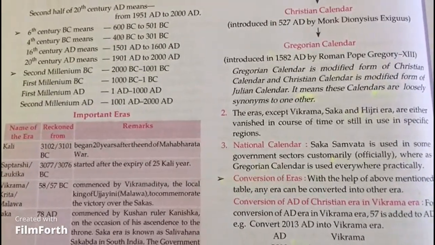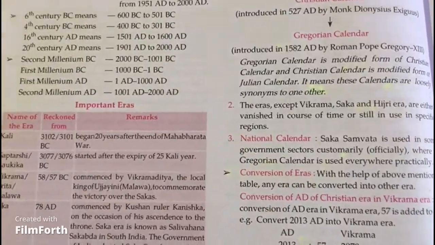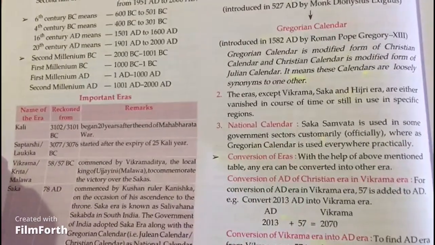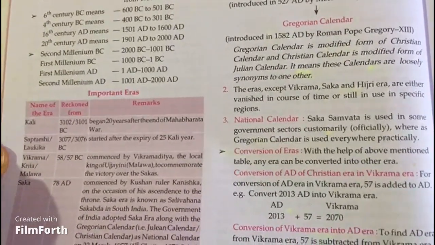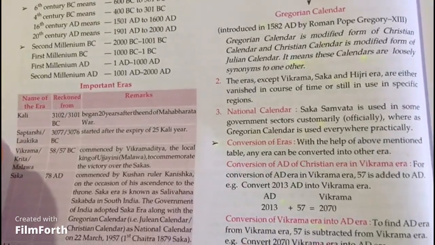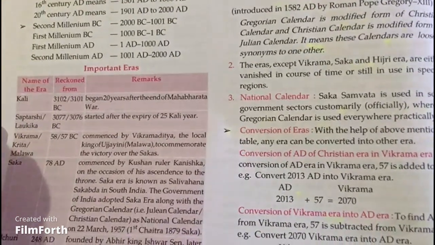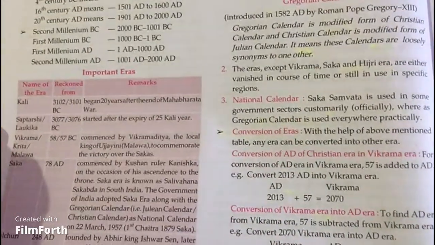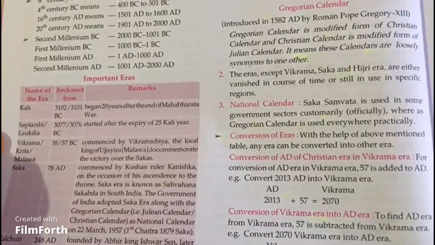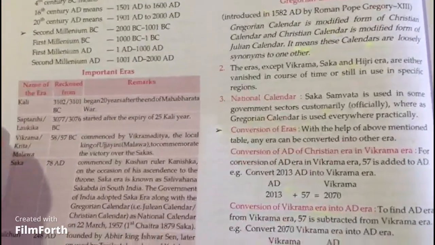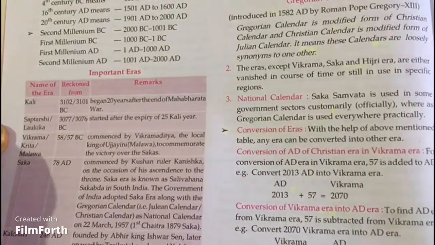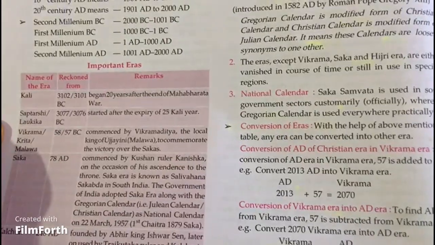Conversion of eras. Now we will discuss conversion of eras. With the help of the above mentioned table, any era can be converted into another era. So the first conversion is Christian era into Vikrama era. For conversion of AD era into Vikrama era, 57 is added to AD. Convert 2013 AD into Vikrama era.